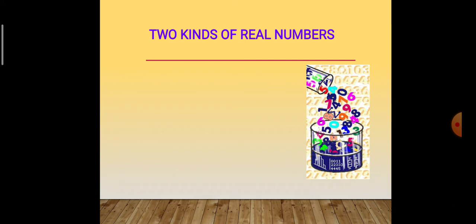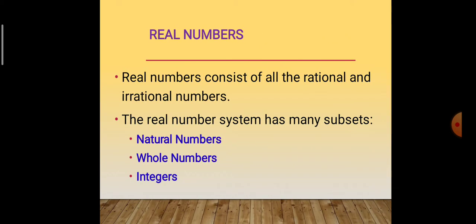So, we have two kinds of real numbers. How many types are there? Two types. First one is rational numbers, second one is irrational numbers. So real numbers consist of all the rational and irrational numbers. Just now we discussed real numbers means combination of rational and irrational numbers. The real number system has many subsets that are natural numbers, whole numbers and integers.